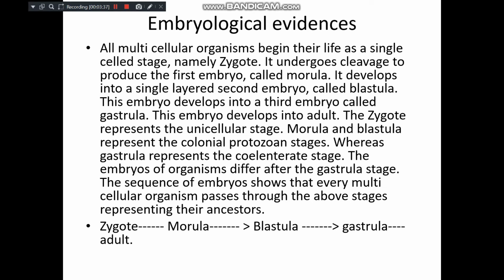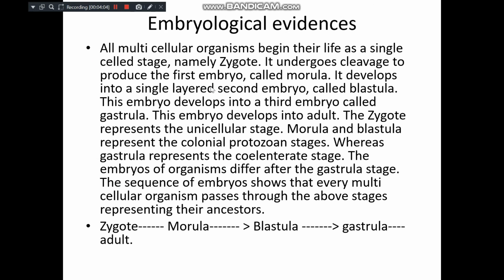And the zygote represents the unicellular stage. Then morula and blastula represent mostly colonial protozoans, whereas gastrula represents a coelenterate stage. Then afterwards, multicellular organisms, and they take different shapes.